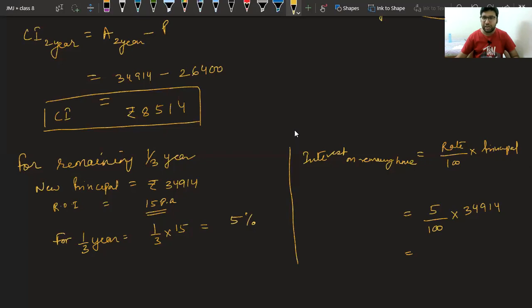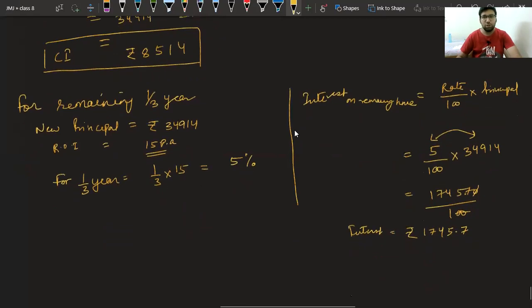By multiplying 5 and this, we will get 174570. 174570 upon 100. If you cut the 00, you will get 14. Interest is equal to rupees 1745.7. So we have got the new interest.